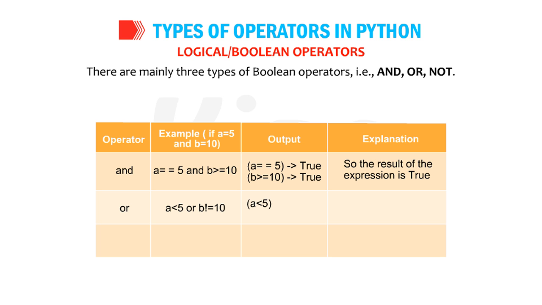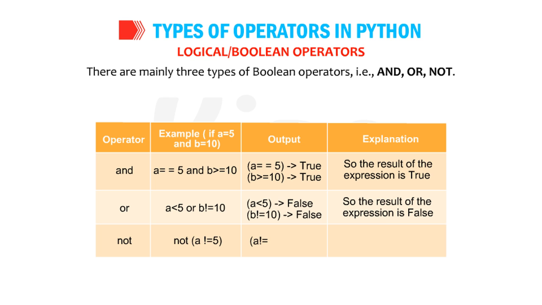A smaller than 5, false. B not equal to 10, false. So the result of the expression is false. Not A not equal to 5. A not equal to 5, false. So the result of the expression is true.